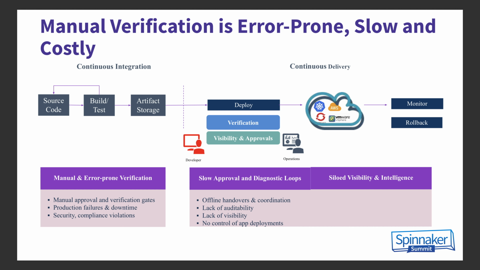The real problem is that manual verification at speed is going to be error prone, slow, and costly. If you look at the overall pipeline, there's a CI component and a CD component. Usually when you focus on verification, you're associating it with the deployment aspect: now that I deployed, I want to verify what I deployed, and make decisions based on the evaluation of the application. Beyond deployment, I also need to monitor and be able to roll back.